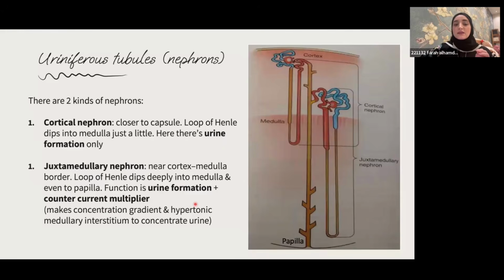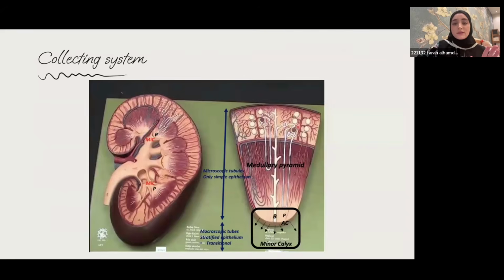the urine formation plus countercurrent multiplier. A countercurrent multiplier, you learn about this in physiology, but basically it makes a concentration gradient for urine to make a hypertonic interstitium for urine to get reabsorbed and to make urine more concentrated. But I won't go into this very much because you learn about it in physiology, and you can't really see this on histology anyway. Okay? In the cortical nephron, there's only urine formation.